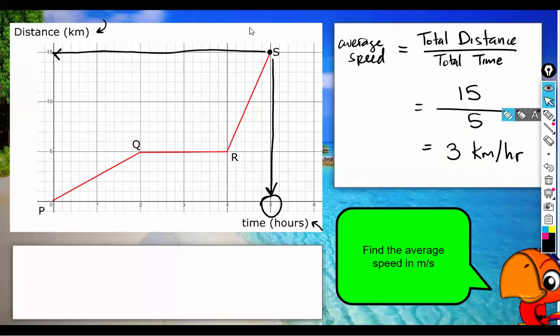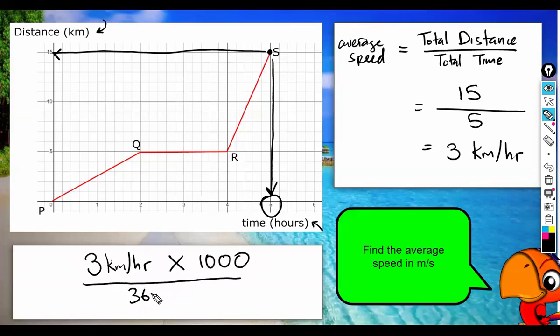But we don't want the answer in kilometers per hour. We want it in meters per second. So how do you convert kilometers per hour to meters per second again? Remember, you multiply by 1,000 and then divide it by 3,600. The examiner will not remind you of that formula. You need to remember that. I'm getting 0.83 meters per second. That's my final answer. And you have to make sure and put meters per second.